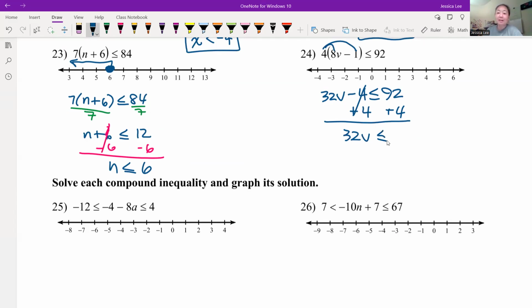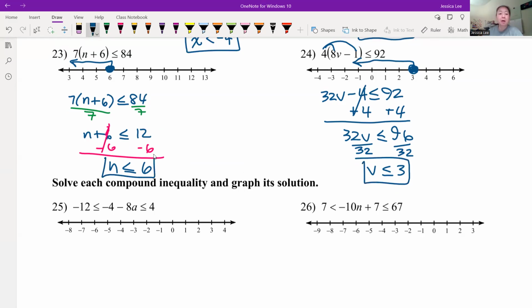Is less than or equal to 96, and we're going to divide by 32 on both sides. And we have v is less than or equal to 3. So we're going to go over to 3. This is less than or equal to, so we're going to shade it in. And we're going to go v is less than, so anything to the left is good.